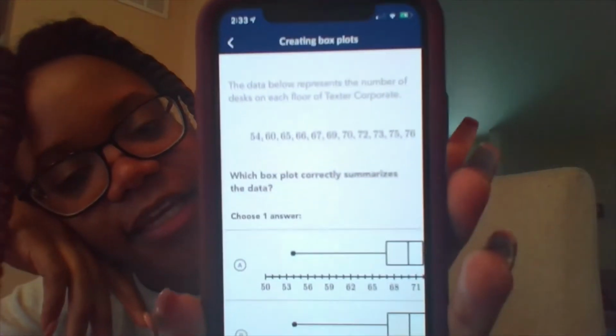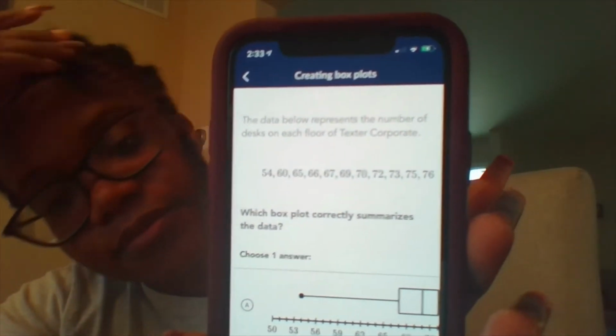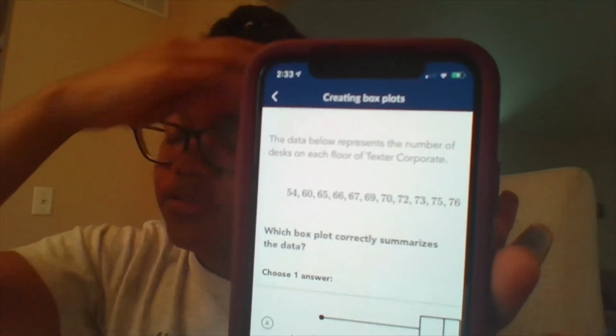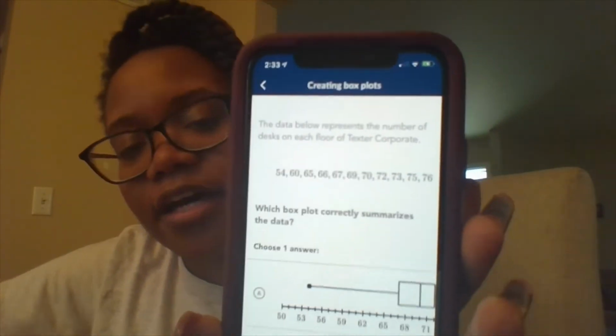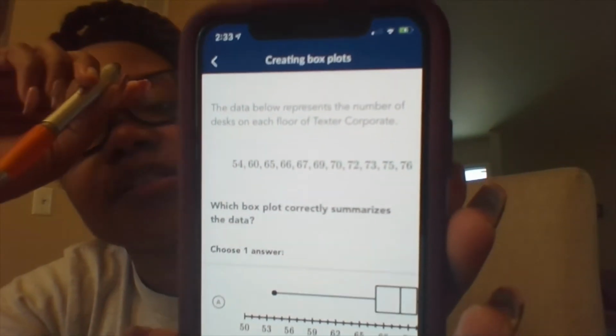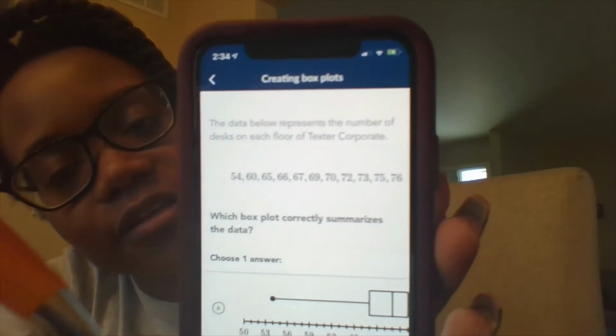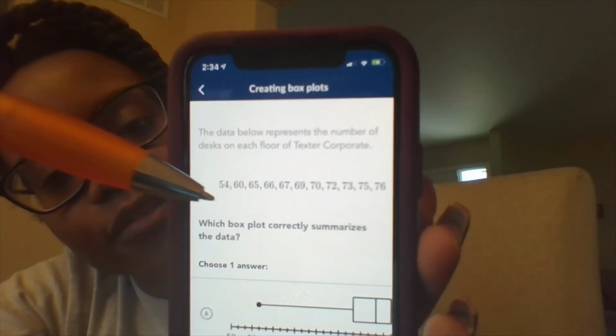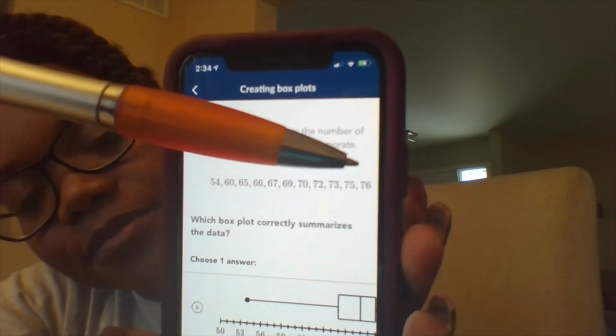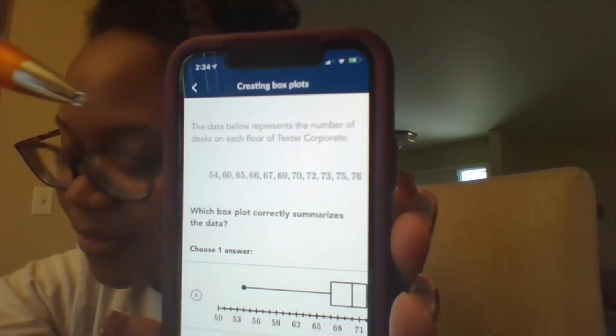In the next problem set, we are creating box plots, which means we have to know how to find the minimum, lower and upper quartiles, median, and the maximum. So in this first problem in my set, they give us a data set with 11 values, I believe. Yes, 11 values. So again, you want to start by identifying the min, max, median, then the lower and upper quartiles. So the minimum, our lowest value, is 54. Our maximum is 76.